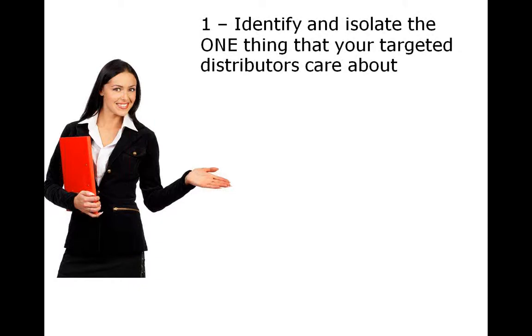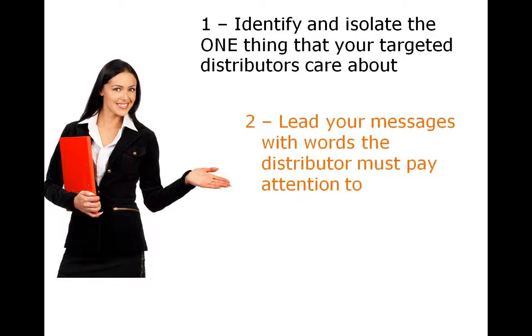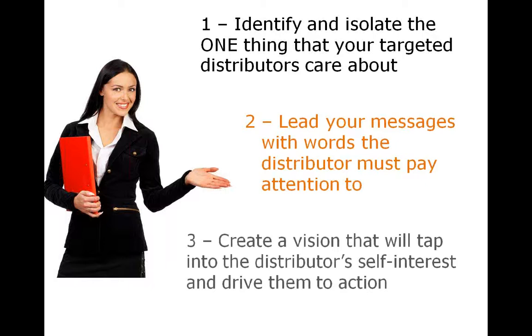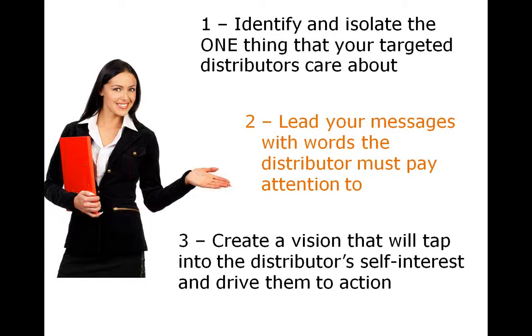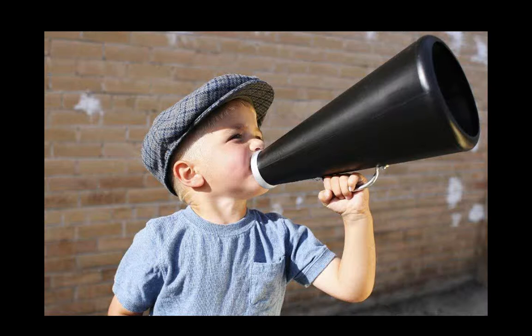Well, first off, we're going to identify and isolate the one thing, and this could be different for all of you, but you're going to learn how to identify the one thing that your targeted distributors care about. Number 2, you're going to lead your messages with words that the distributor must pay attention to. So getting their attention, that is key. And third, creating a vision that will tap into the distributor's self-interest as a human being and drive them to action, i.e. action, of course, being please sell my stuff in your country or your area.